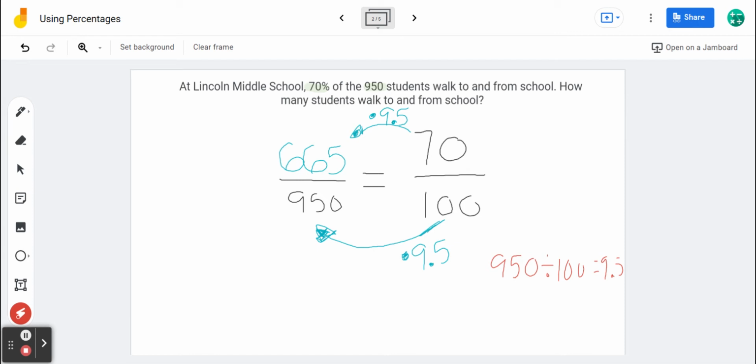So, what this means is that if 70% of the students walk to school, then as a number, 665 students walk to and from school. So I'm going to type that out. These are word problems, so we have to type out our answer. 665 students walk to and from school.